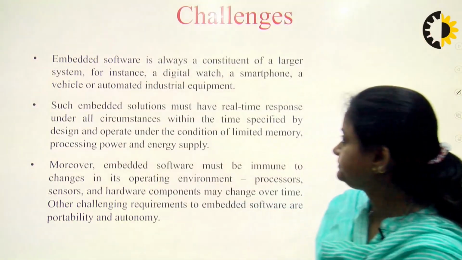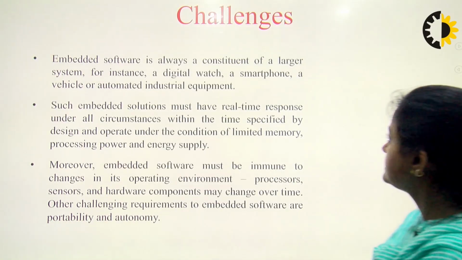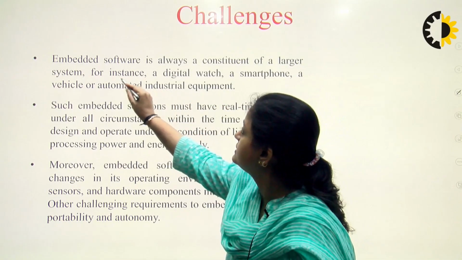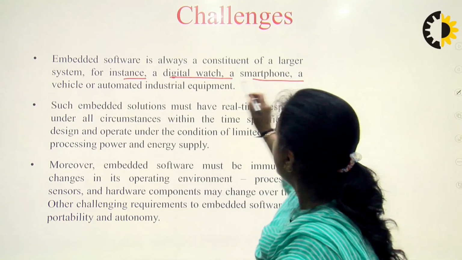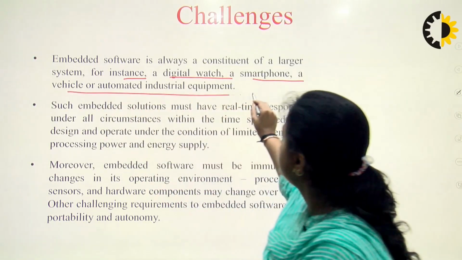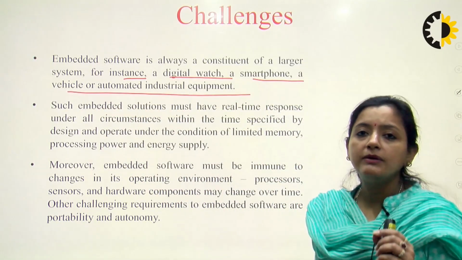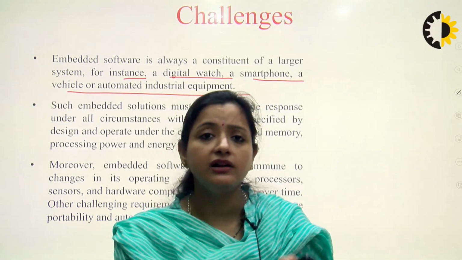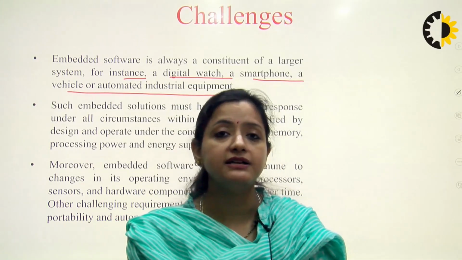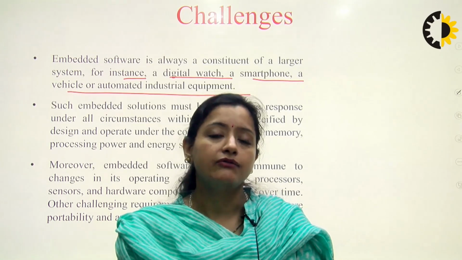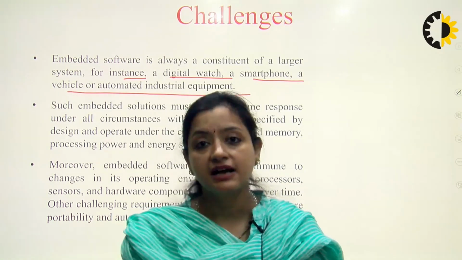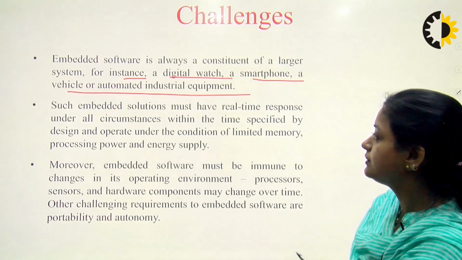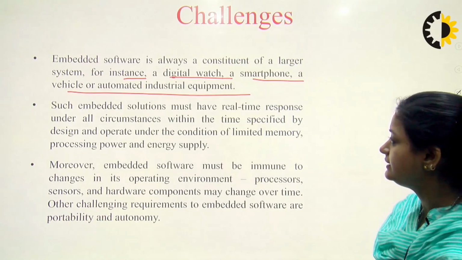Okay. Embedded software is always a constituent of large systems, for instance, a digital watch, a smartphone, a vehicle or automated industrial equipment. आपका कोई भी embedded product हो, whether it is your smart watch, whether it is some industrial equipment or some other smart device, it is composed of a wide variety of softwares and hardwares together. It is an integration of complex hardware and software architecture.